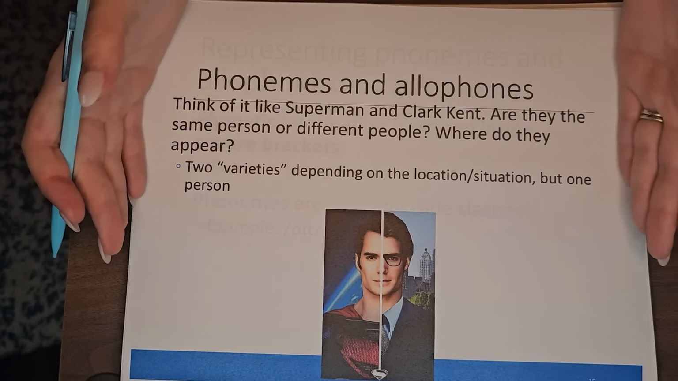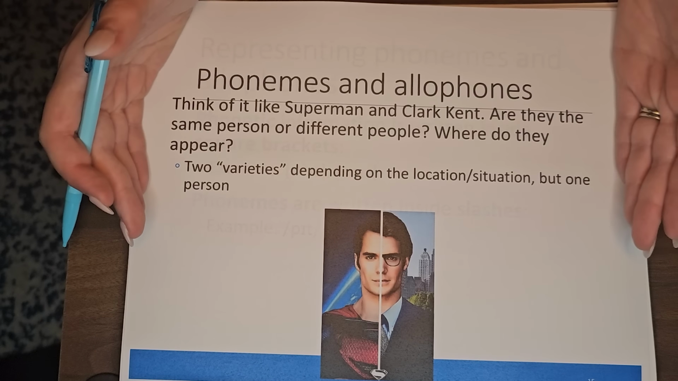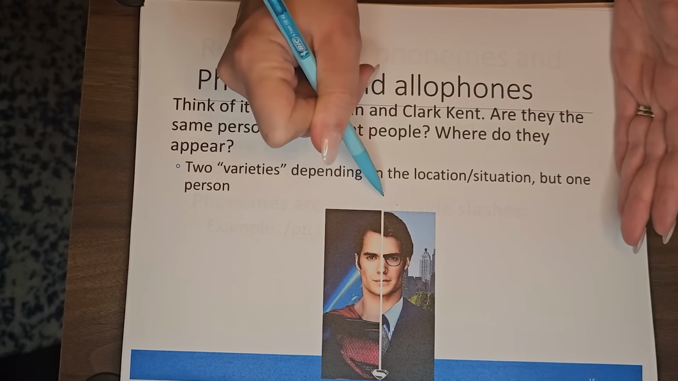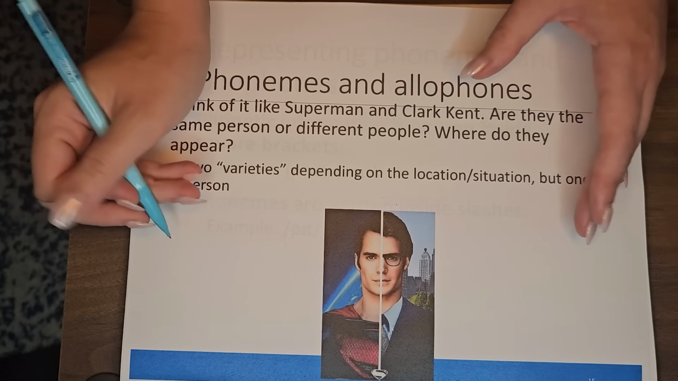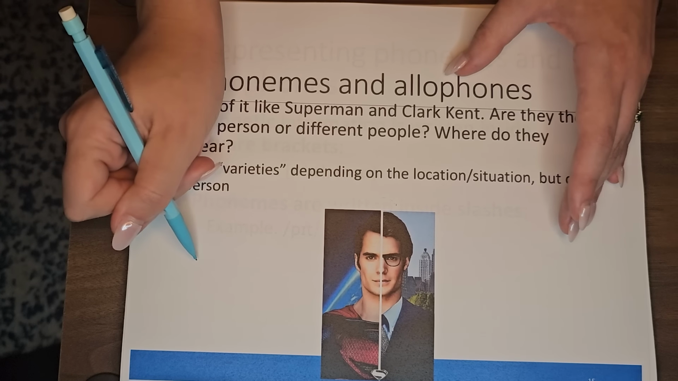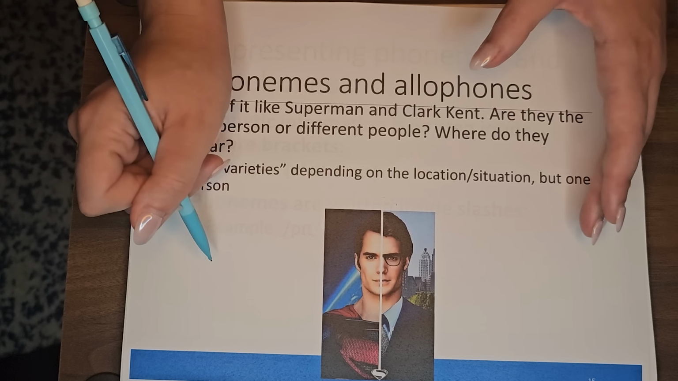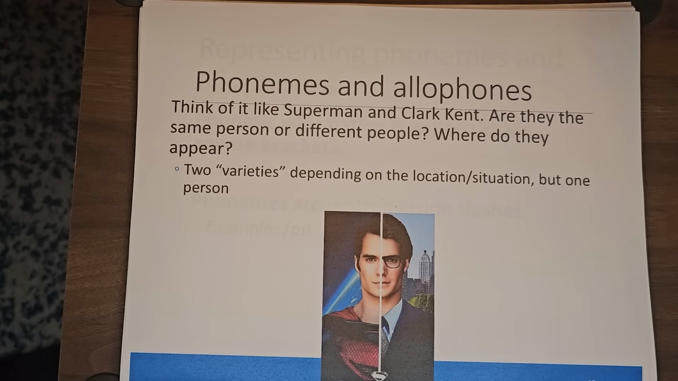You can kind of think of allophones like Superman and Clark Kent. There are two variants of the same thing. So you could even say that unaspirated p is an alter ego of p. There are two variants of the same person, the same sound, the same phoneme. And also importantly, you'll never see them in the same place at the same time.